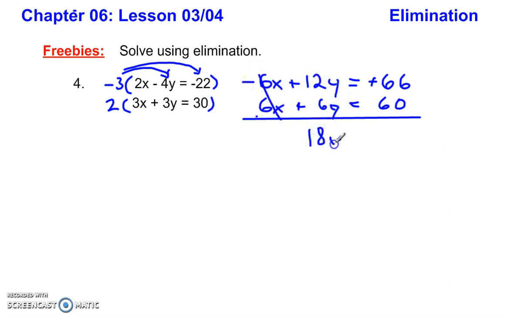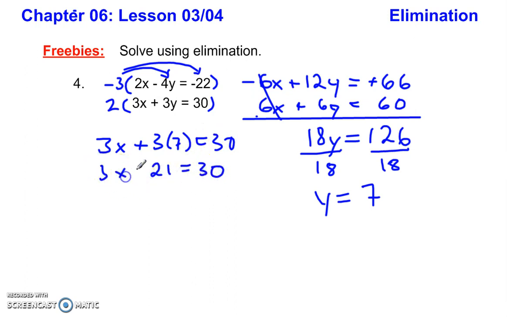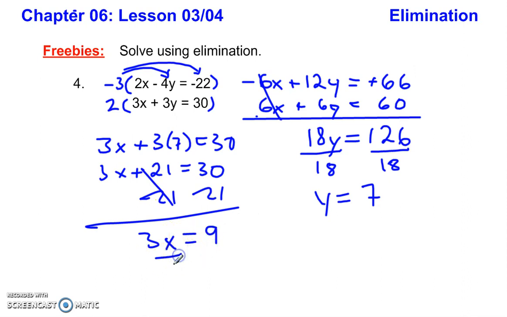And then we have 18y is equal to 126. Divide by 18 on both sides. And 126 divided by 18 is 7. Plug this back into either one of these. Plug it in here because it doesn't have any negatives. So 3x plus 3 times 7 is equal to 30. 3 times 7 is 21. And subtract 21 from each side. Boom. 3x is equal to 9. Divide by 3. And x is equal to 3. 3 and 7 is your answer.